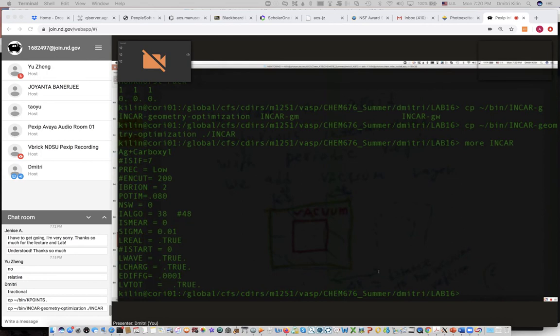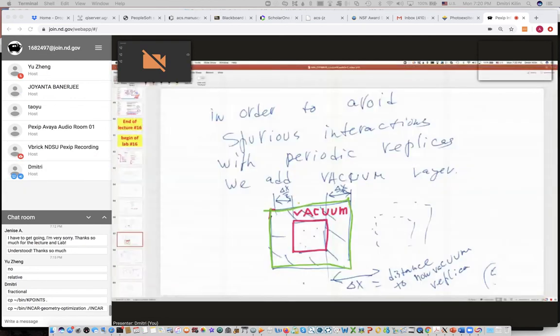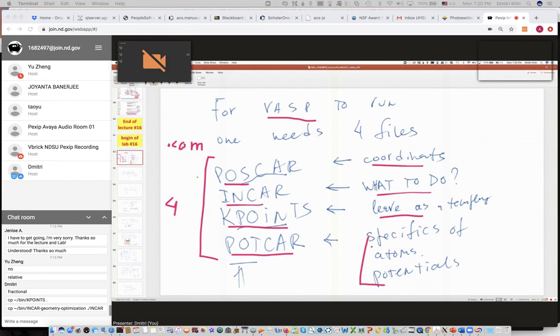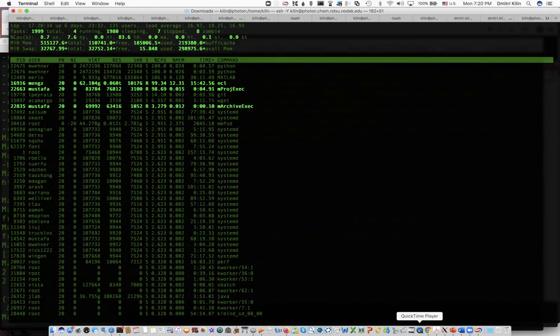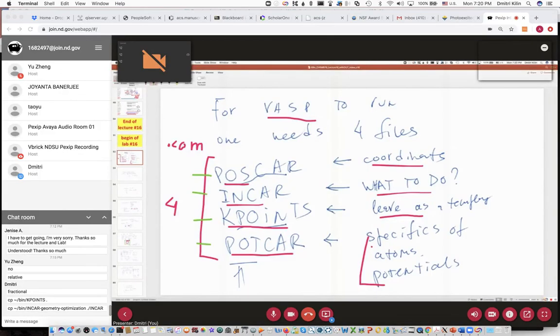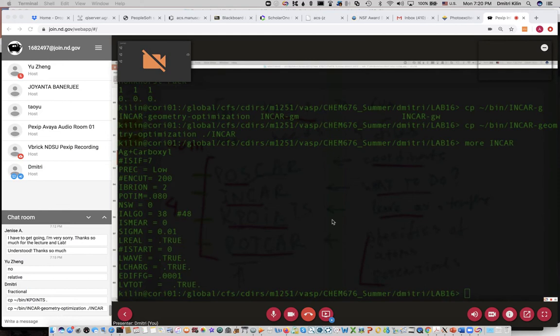If you go back to the slides, we are very close to completion. We will finish in about 5 minutes. We need 4 files: POSCAR, we have it; INCAR, we have it; KPOINTS; and we are missing only the POTCAR potentials.